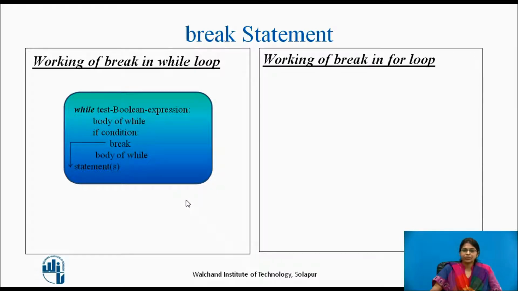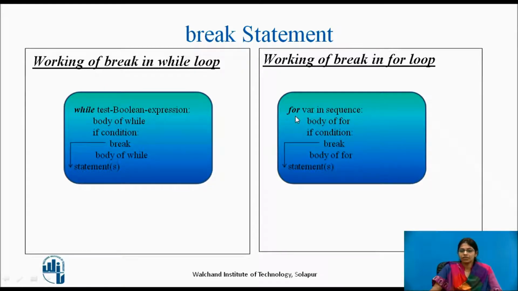Let us see the working of a break inside a for loop. Here, a for loop is used. So, for variable in the sequence, the body of the for loop is executed, inside which an if decision control statement is executed. If the condition comes out to be true, then the break statement is executed. Once the break statement is executed, it will come out of the loop.